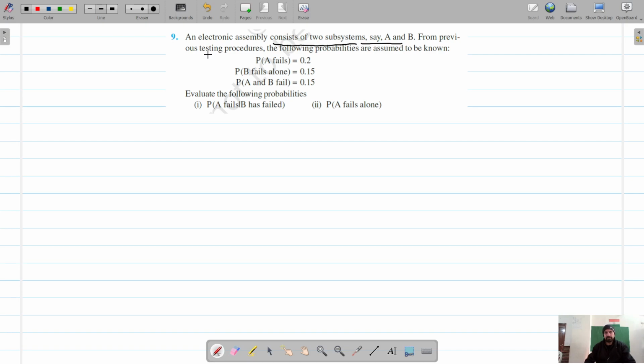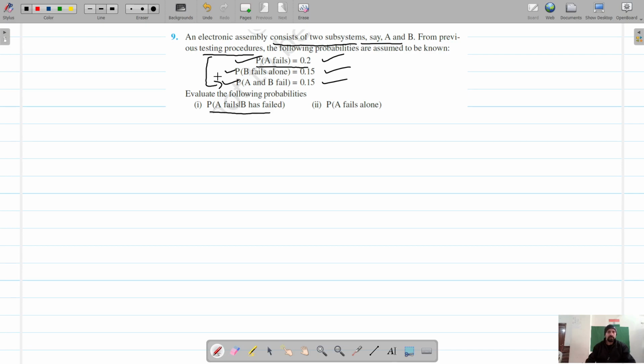From the previous results, it shows that the probability of A failing is 0.2. Probability of A failing means that either B has failed or B has not failed. It just says that A has failed, not that A has failed alone. So the probability of A failing is 0.2, the probability of B failing alone, that means A is working, is 0.15, and both have failed is 0.05. So we have to find the probability of this.